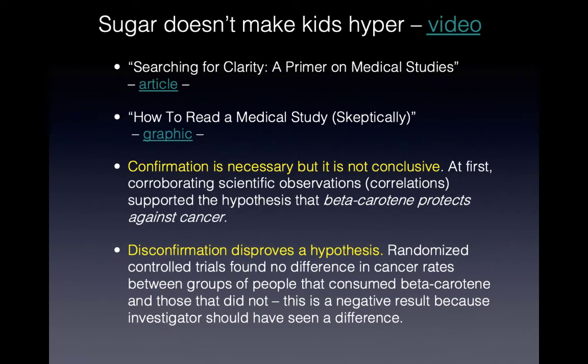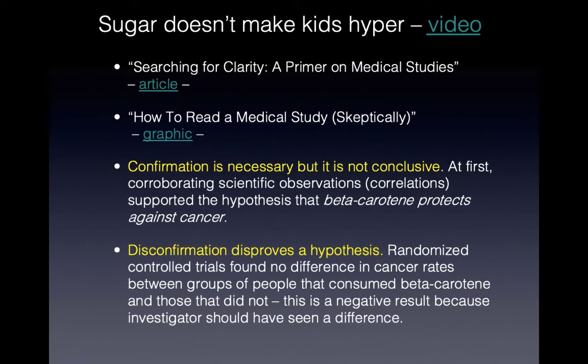Reviewing here, take another look at that video, Sugar Doesn't Make Kids Hyper. There's a lot going on in there I want you to be aware of. Great examples in there. Now, confirmation is necessary. You need to find evidence that's consistent with your hypothesis, and I mean objective. At first, corroborating scientific observations, correlations, support hypotheses, for instance, like beta-carotene protects us from cancer.